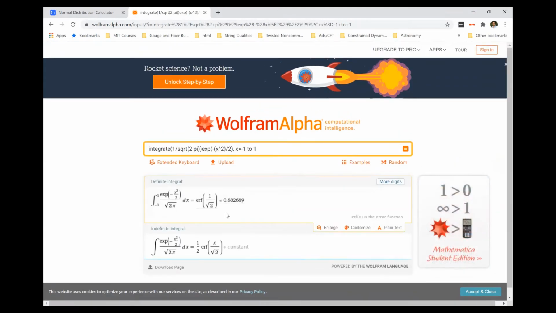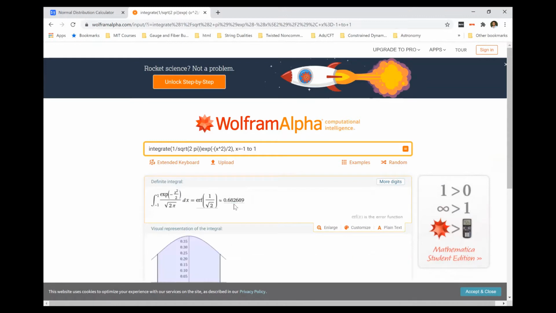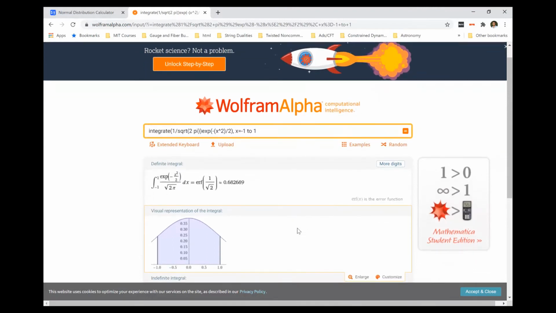And it gives you an answer equal to 0.68. That means you have a 68% chance of being within one standard deviation. Let's see what happens if we change it to 2 standard deviations. Again, for any normal distribution, that probability will be equal to the 2 standard deviation probability of the standard normal, which I am doing over here.